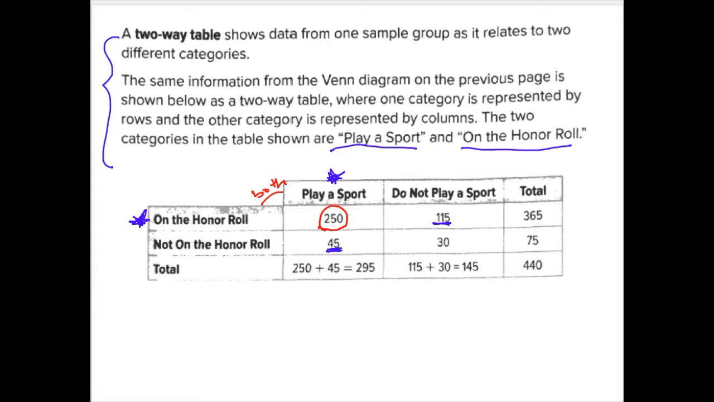Okay, one thing I want you to look at is this number right here. This number was not talked about on the last example. What about kids that don't play a sport and are not on the honor roll? Okay, think about that again for a second. Kids that don't play a sport and are not on the honor roll. That would be 30 kids.